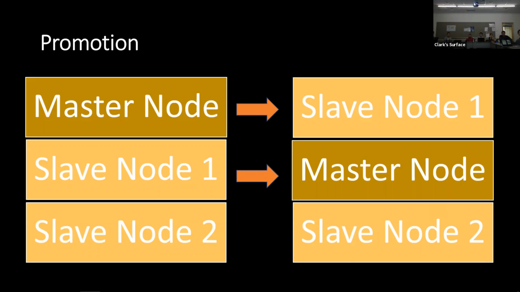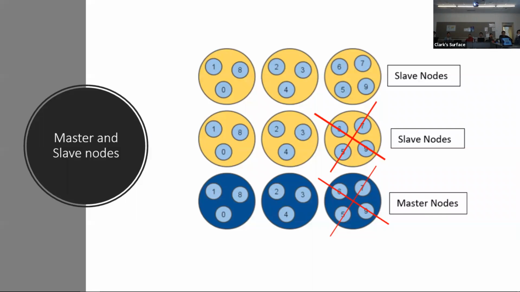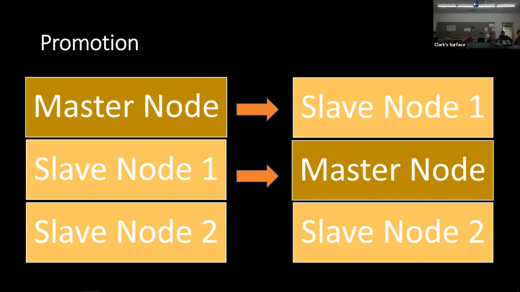Okay, promotion. In the case that a node dies, like in this case, this master node dies, and it's supposed to come back up after about 5 seconds or so, but if it doesn't, then promotion comes into play. So here, this is the original status: this is the master node, and it has 2 slave nodes. Say for whatever reason this master node died and doesn't come back after a certain amount of time, then this slave node will be promoted to be the master. And then the old master node will now become the slave.